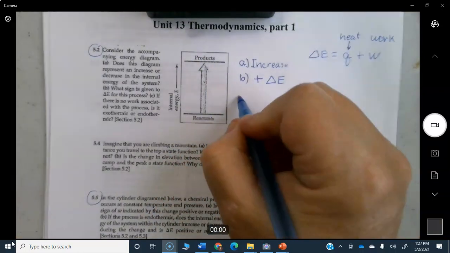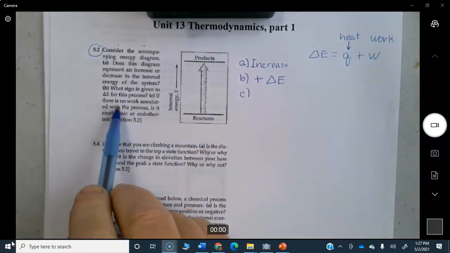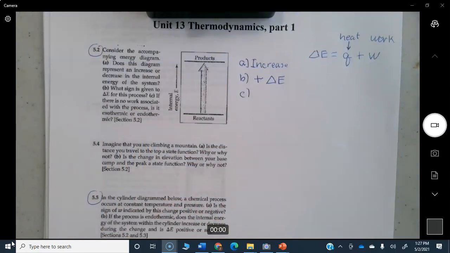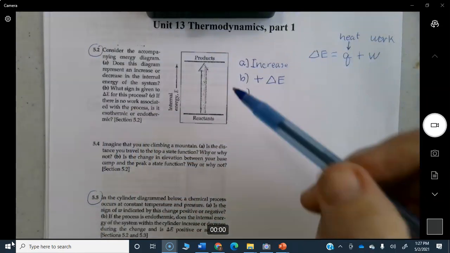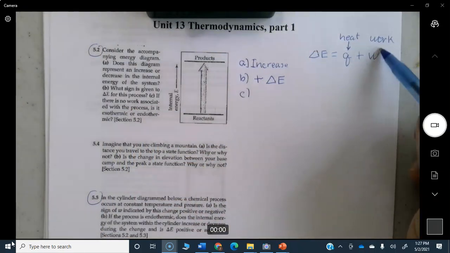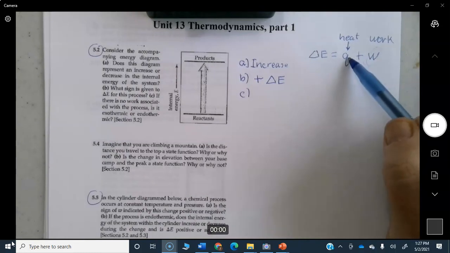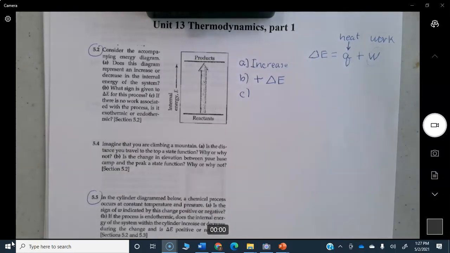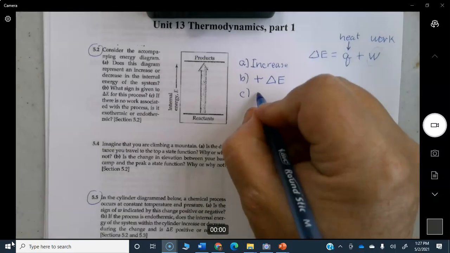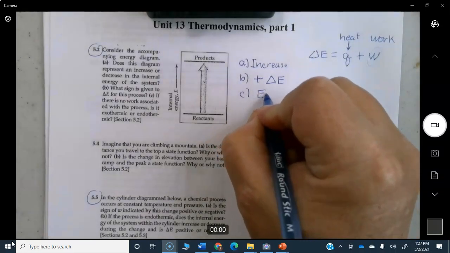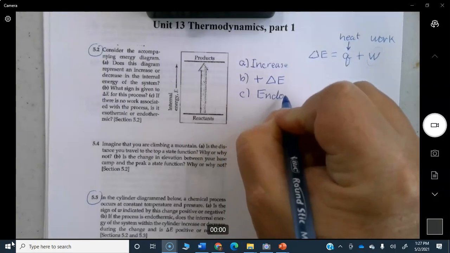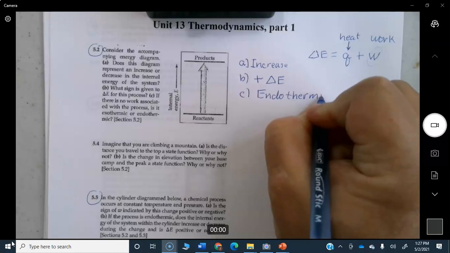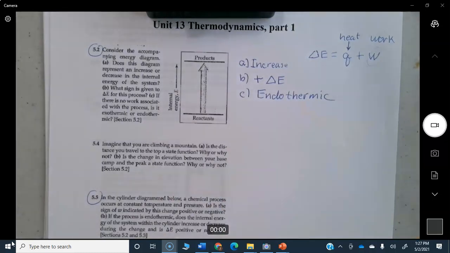So plus delta E. And C, if there's no work associated with this process, is it exothermic or endothermic? But there's no work, so that means that if this is 0 in this equation, then this has to be positive. Positive Q will lead to positive E. In other words, heat had to go into the system. So that's called endothermic. Remember that term. Endothermic is heat in, exothermic is heat out. Okay, so that takes care of 5.2.